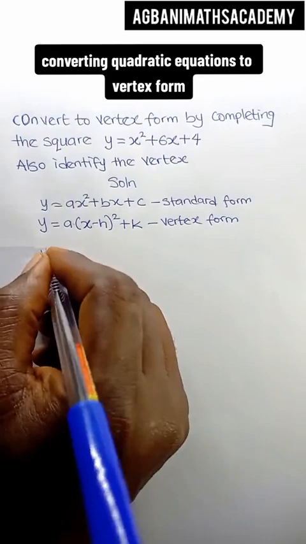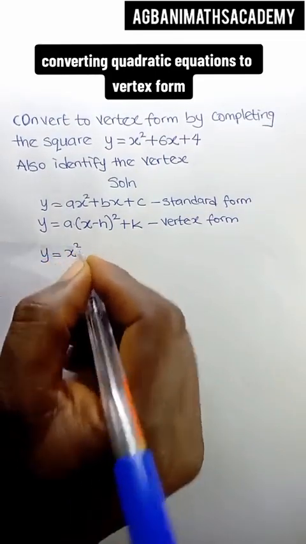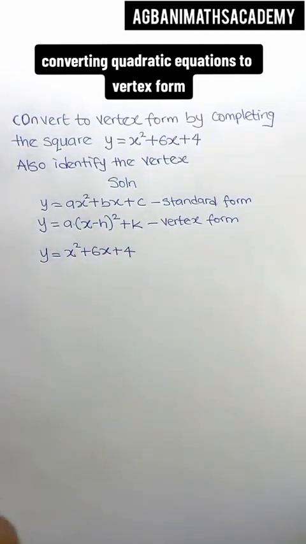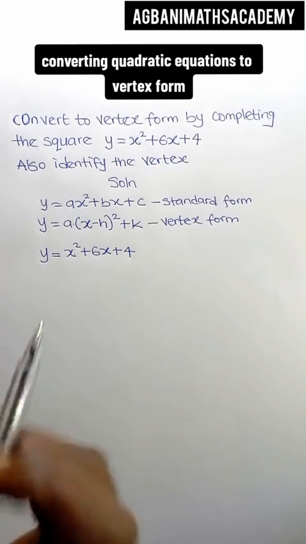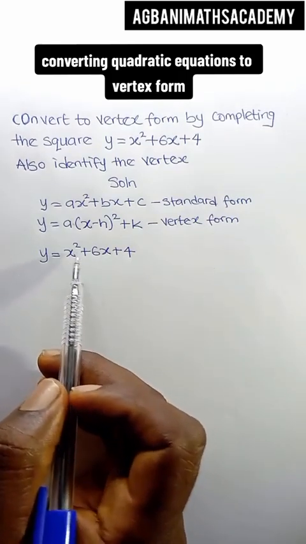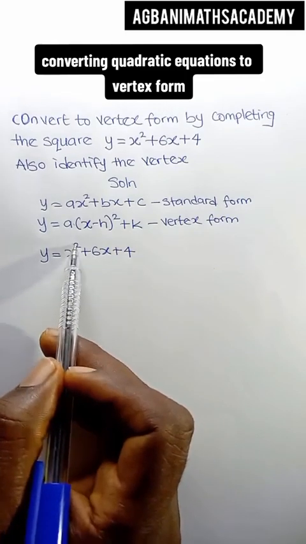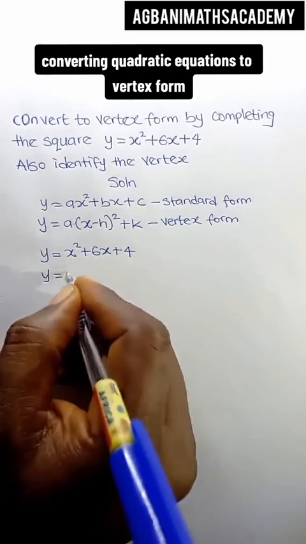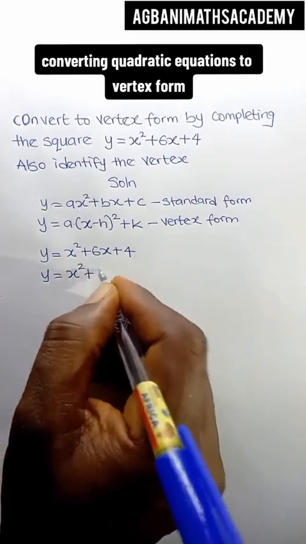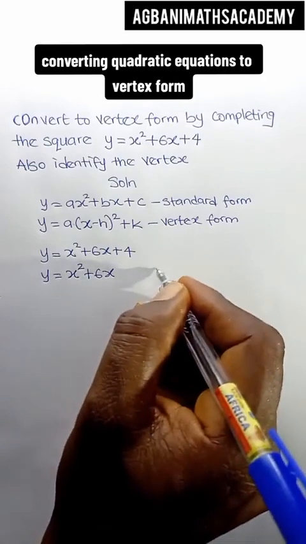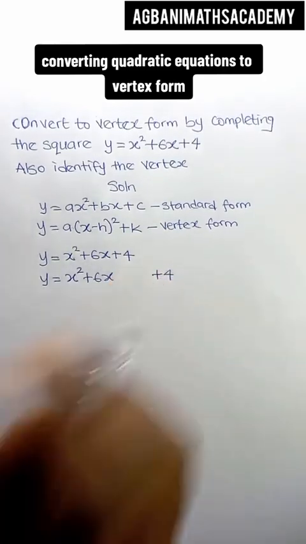So we have y is equal to x squared plus 6x plus 4. We are going to be using completing the square method, and for us to do that, we are going to separate the values with x from the values without x. So the values with x here are x squared and 6x. So let's separate them. We're going to have y is equal to x squared plus 6x. Let's leave a space. Then we have plus 4.